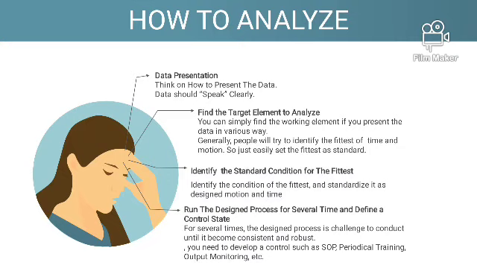Fourth, after the fittest result is determined with the standardized conditions, the process is repeated several times. This is to validate or verify the consistency of the standardized conditions. After it is validated and verified, don't forget to state the controls. Controlling state could be in SOP, periodical training, daily output monitoring, etc.